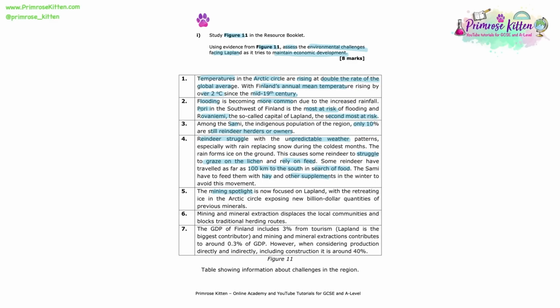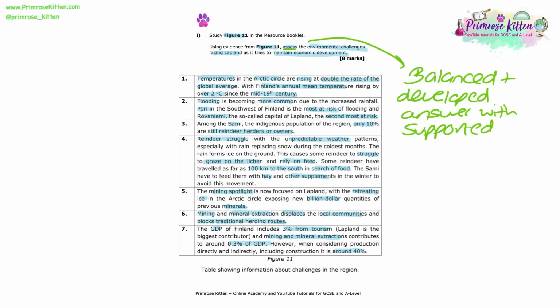But the mining spotlight is now focused on Lapland, with the retreating ice in the Arctic Circle exposing new billion-dollar quantities of precious minerals. That mining and mineral extraction displaces the local communities and blocks traditional herding routes. And that the GDP of Finland includes 3% from tourism, with Lapland being the biggest contributor, and mining and mineral extractions contributes to around 0.3% of GDP. However, when considering production directly and indirectly, including construction, it is around 40%. In order to achieve a top-level response on this question, your answer needs to be balanced and developed with a supported judgment.